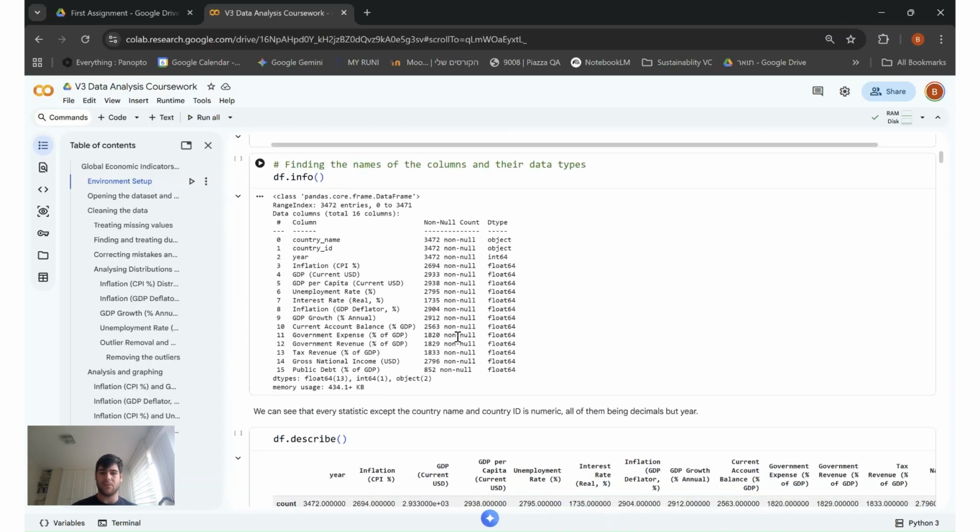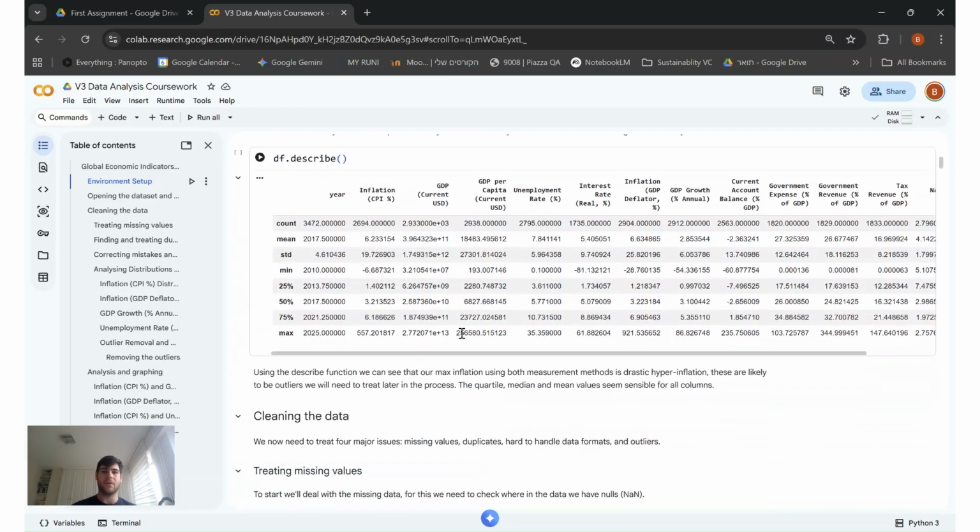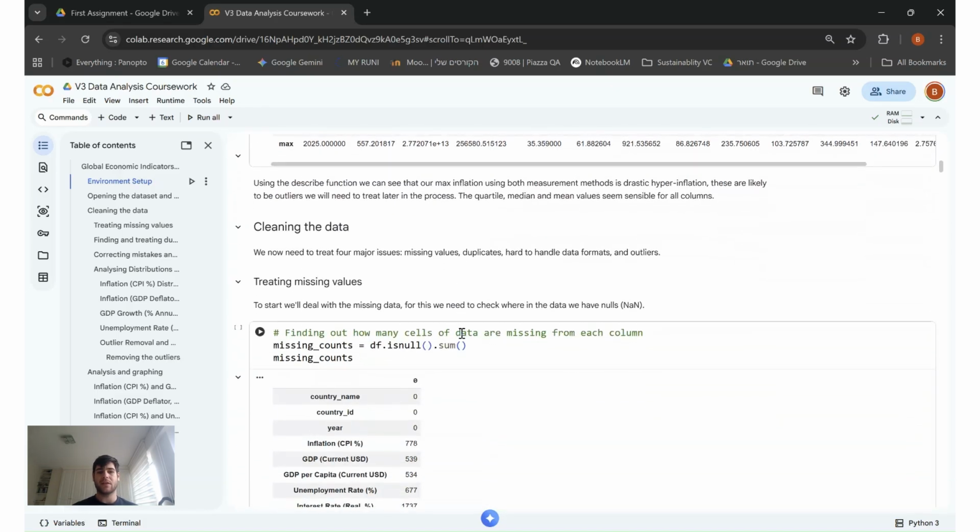I had a look at df.info to see what types of data the columns are, and df.describe to see that mean, max, minimum are all sensible values. After seeing that, I started cleaning the data.